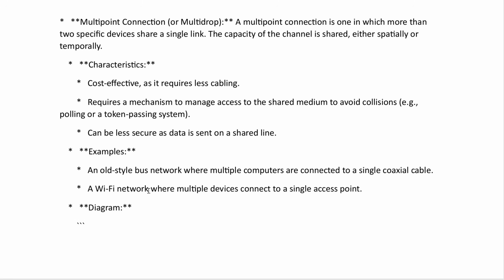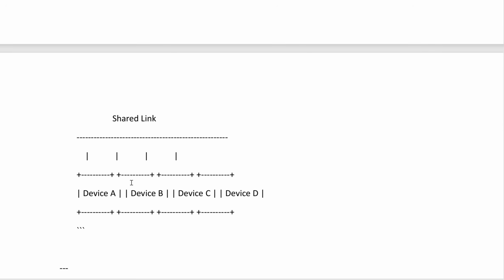Multi-point connection can be less secure as data is sent on a shared line. Examples of multi-point connection are an old-style bus network where multiple computers are connected to a single coaxial cable. Another example of multi-point connection is a Wi-Fi network where multiple devices connect to a single access point.